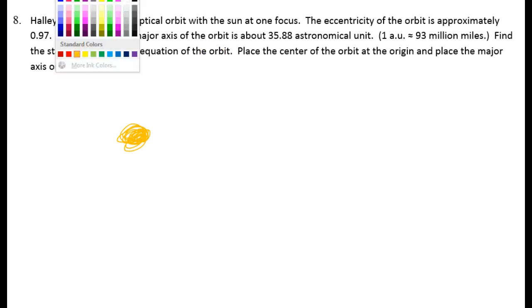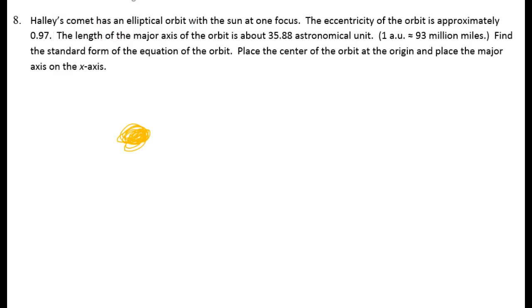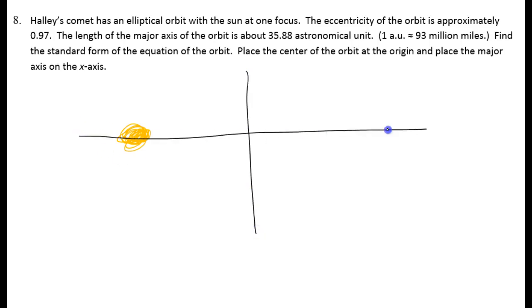Okay, so we've got the Sun. Boom. All right. There's the Sun. And then we have Halley's Comet orbiting around the Sun. Let's go ahead and throw the axis on here. Okay, so Halley's Comet is orbiting around the Sun, doing one of these.